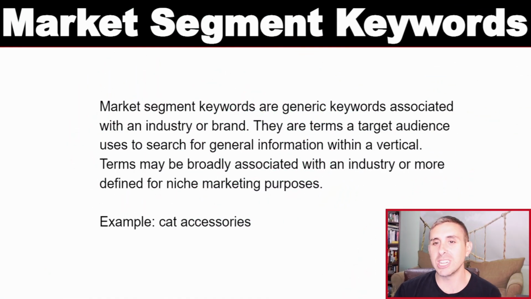So let's dive in. First, we have market segment keywords. Market segment keywords are generic keywords associated with an industry or brand. They are terms a target audience uses to search for general information within a vertical. Terms may be broadly associated with an industry or more defined by a niche marketing purpose. So for example, cat accessories.